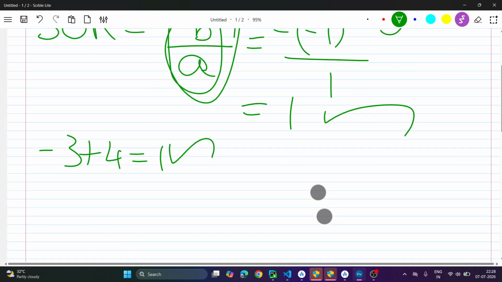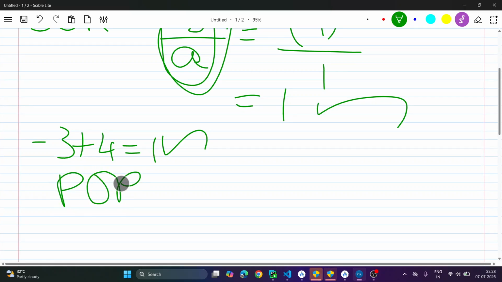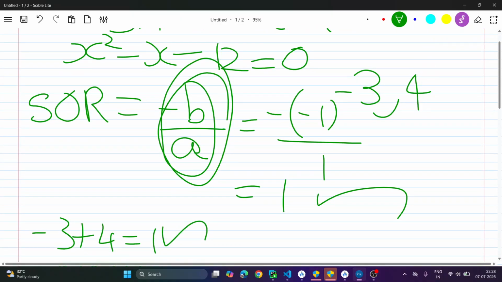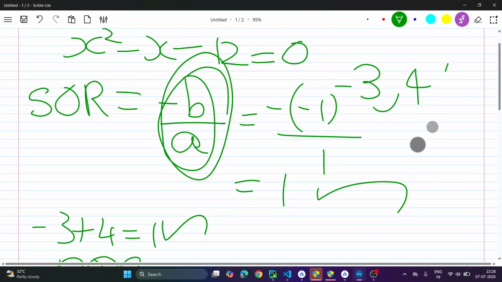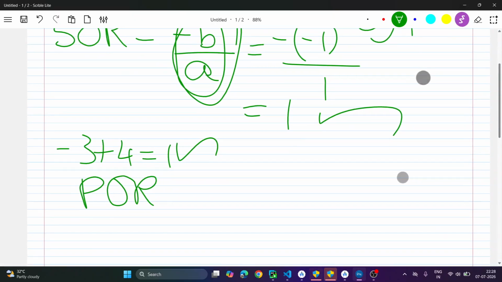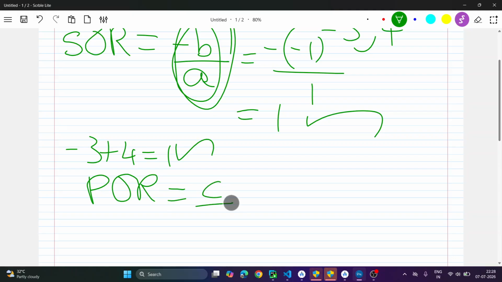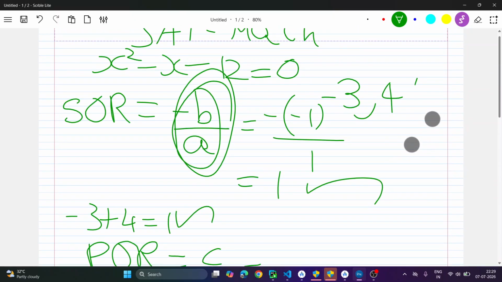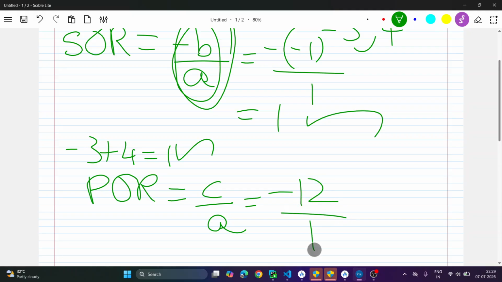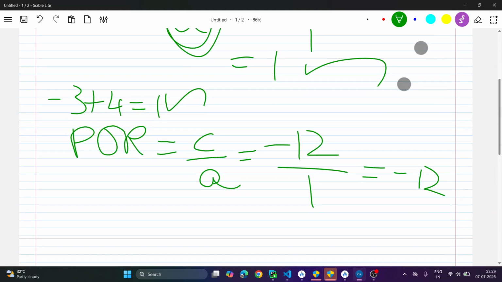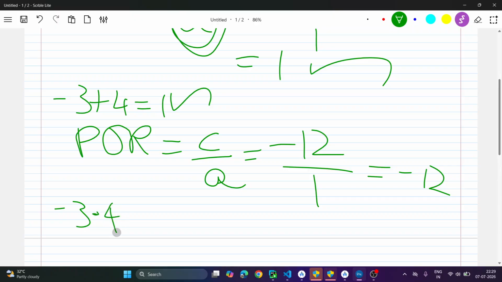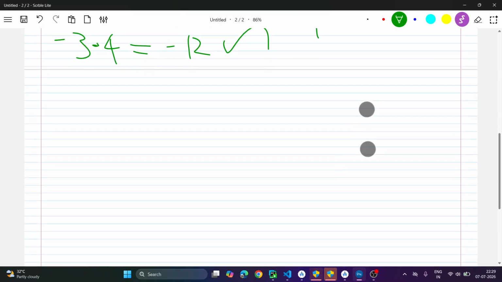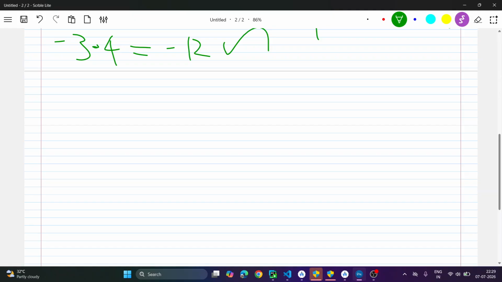And you have the product of roots. Most people get stuck in this problem. They find the roots and spend a lot of time on this question, but you don't need to. You just have this formula: product of roots equals c by a. Now c is minus 12, so this is minus 12 by 1, which equals minus 12. Let's check: minus 3 into 4 equals minus 12. Both are equal, right? So that's how you find the sum and the product.